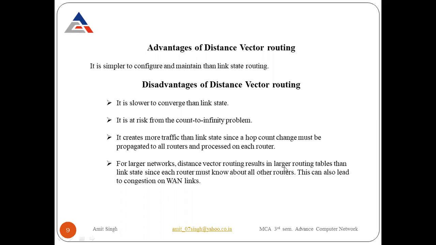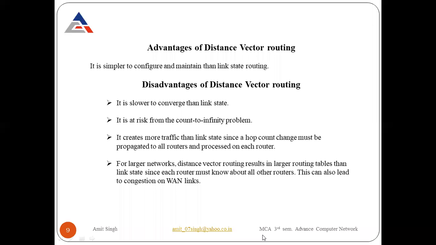And the last one is for larger networks, distance vector routing results in larger network tables than link state, since each router must know about all the other routers. This can also lead to configuration problems on WAN links, that is wide area networks. It is not very suitable for wide area networks, because in wide area networks we have a large number of systems. If the number of systems is large, it's not easy to maintain each vector.